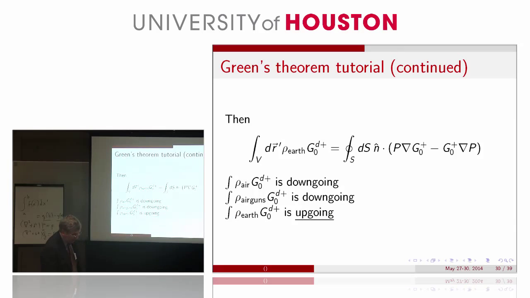So this is what I just said. The wave from the air is down, the wave from the air guns is down, the wave from the Earth is up. So you get the Earth contribution by making that the guy outside. Close on top, the Earth is outside, the contribution of this business evaluated at a point above, as long as it's under the source, the evaluation point.